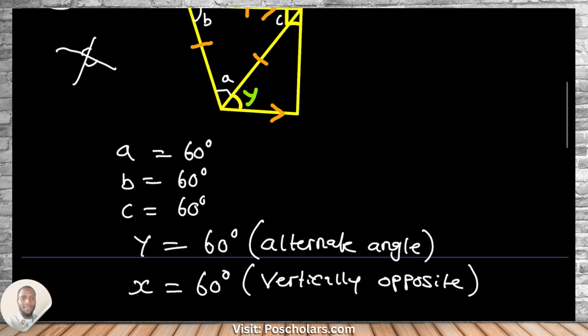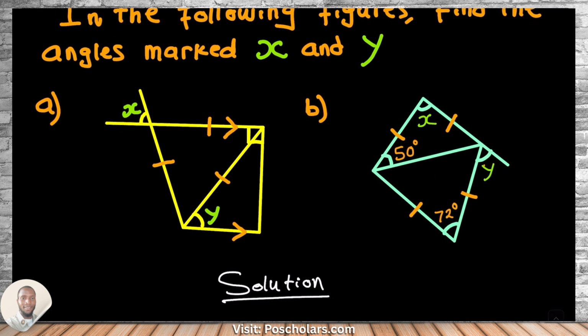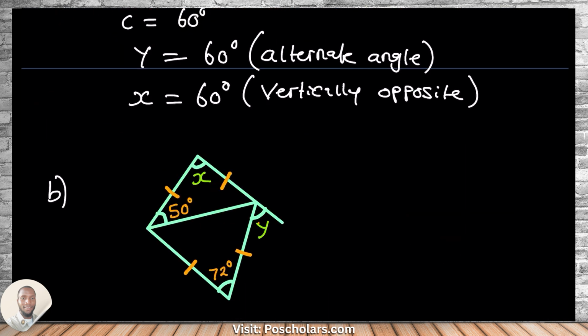Next, question 2, which is letter B. So let's solve question 2. All right, this is the diagram for question 2. Now the question says we are to find the value of X and Y. Now what comes to our mind? We need to analyze the diagram first of all.